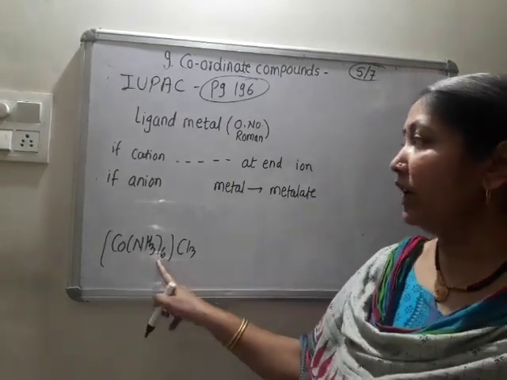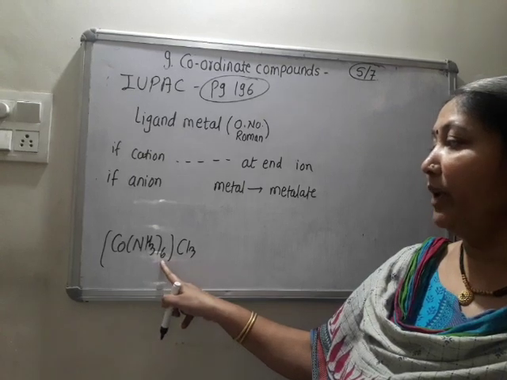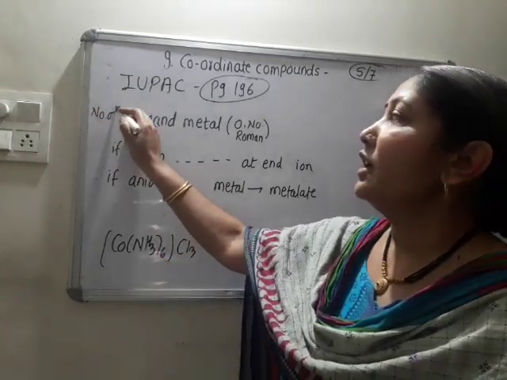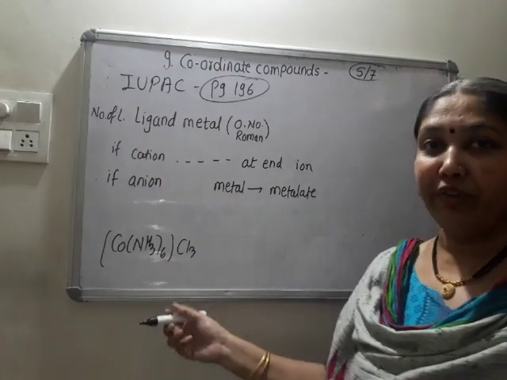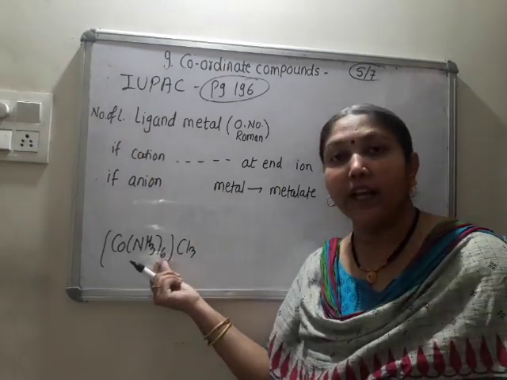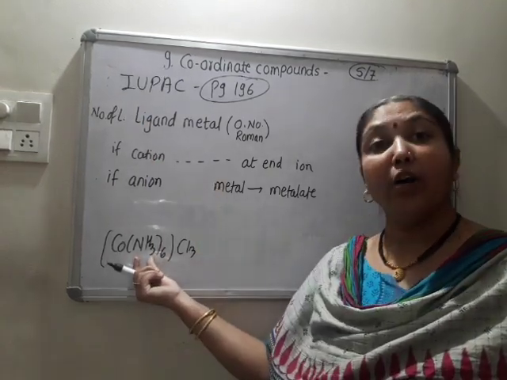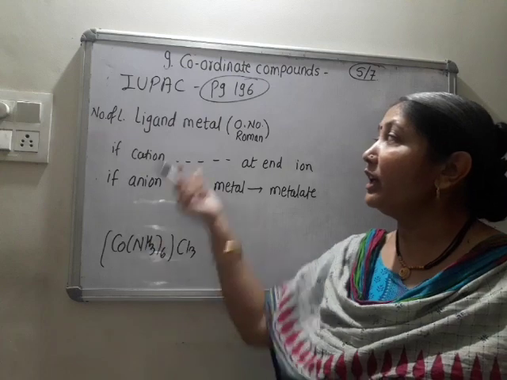So what will the IUPAC name of this compound be? How many ligands are there? You can say the number of ligands first. Those prefixes we have to use. So how many ligands are there? 6. So hexa. Then the name of the ligand: ammine. Hexaammine. Then the metal.